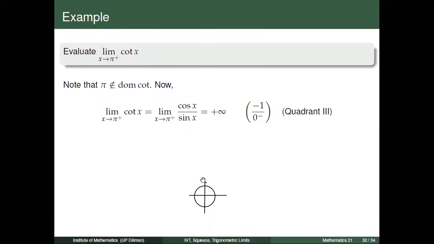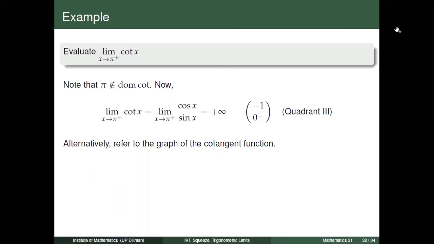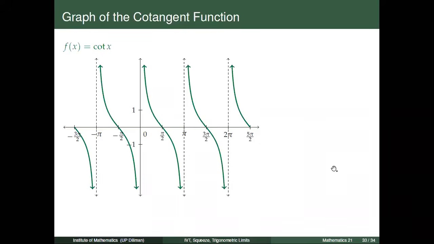Alternatively, one may use the graph of the cotangent function if one has it committed to memory. So this is the graph of the cotangent function. Observe that it has a vertical asymptote at x equals pi. And based on the graph, the limit of cotangent x as x approaches pi from the right is indeed positive infinity.